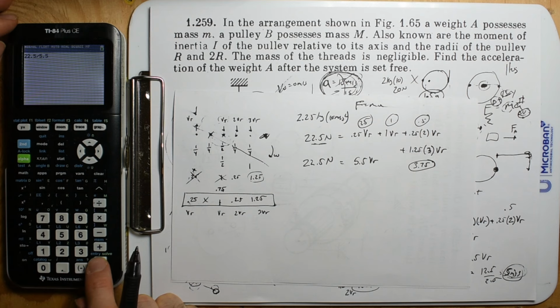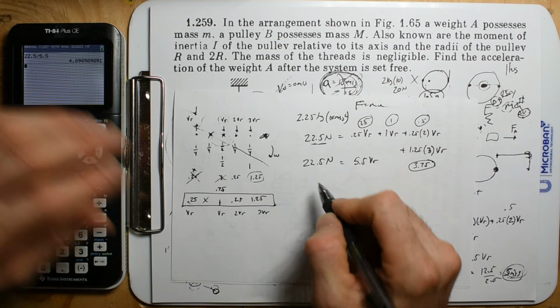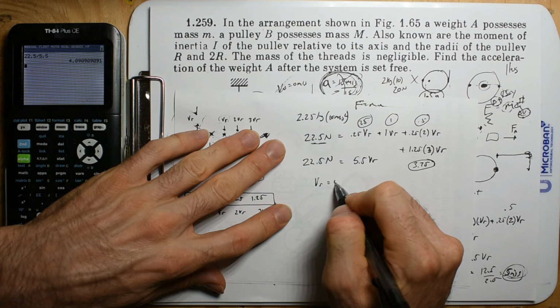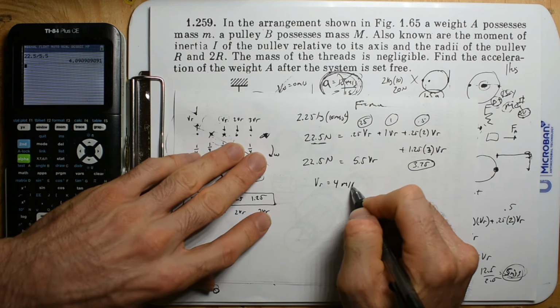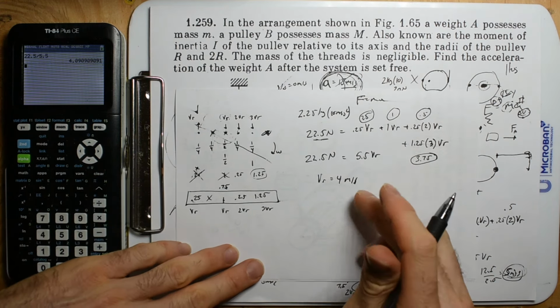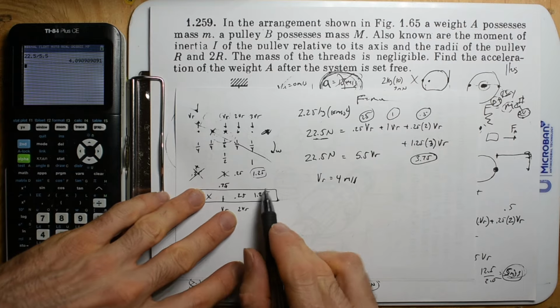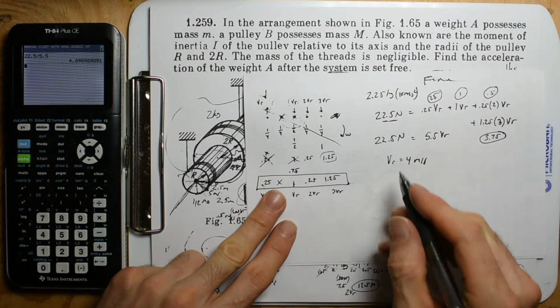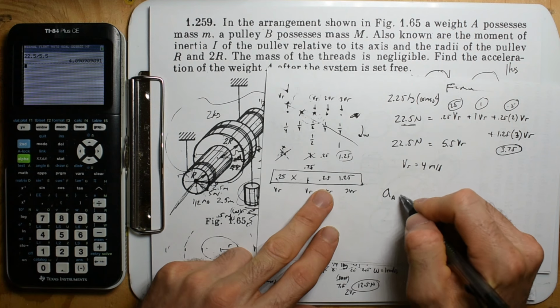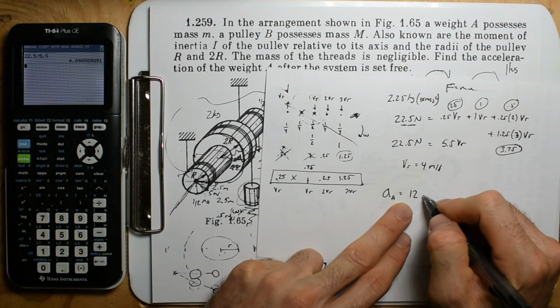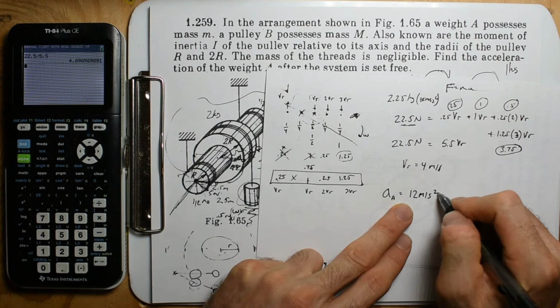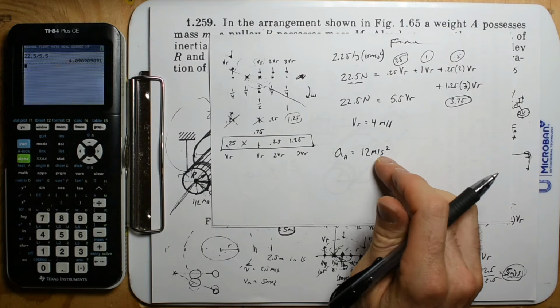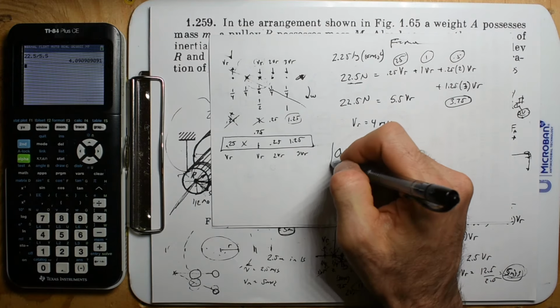And, yeah, sweet. And so we get a velocity of about 4 meters per second for this scenario. And we're going to say that the velocity is 3 times at this point. And so we're going to say the acceleration of A is going to be 12 meters per second squared. So just a little bit more than gravity for that scenario.